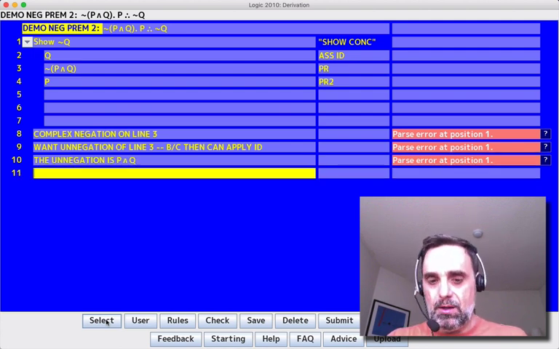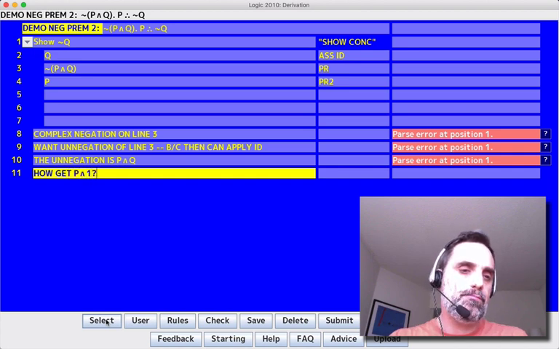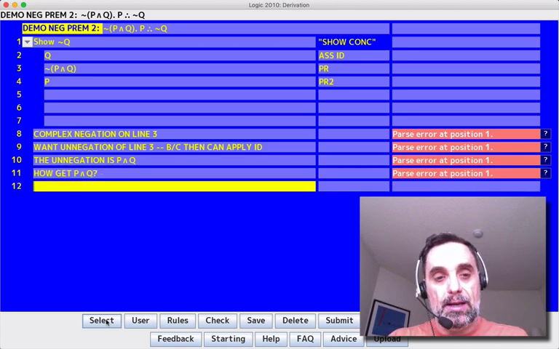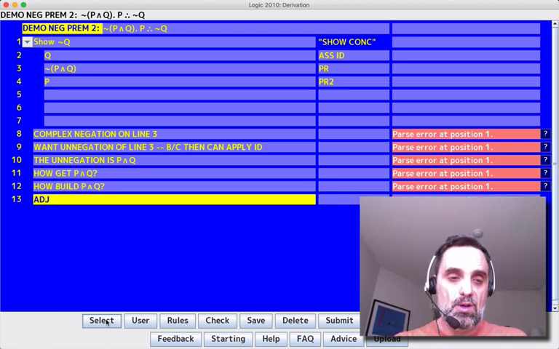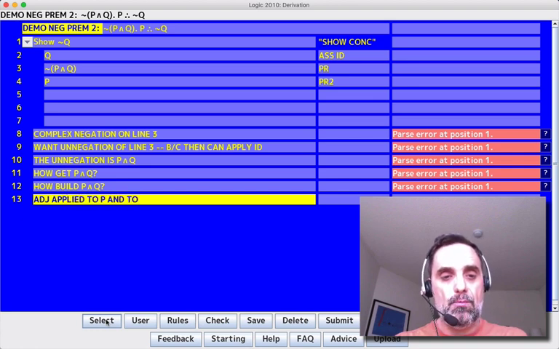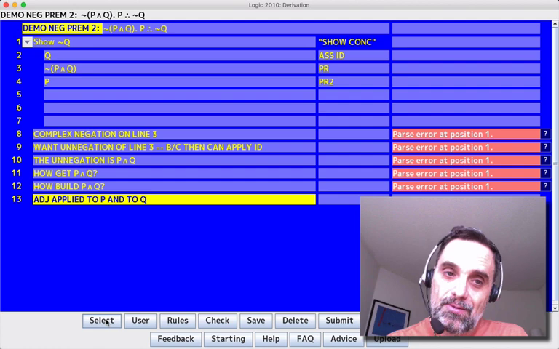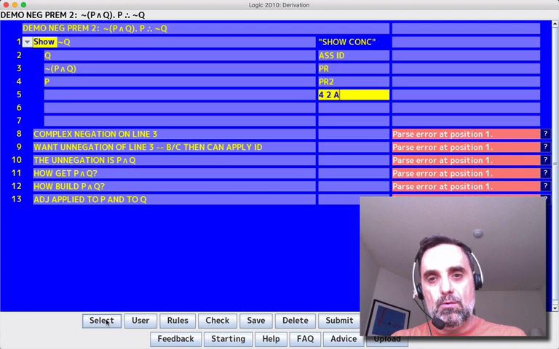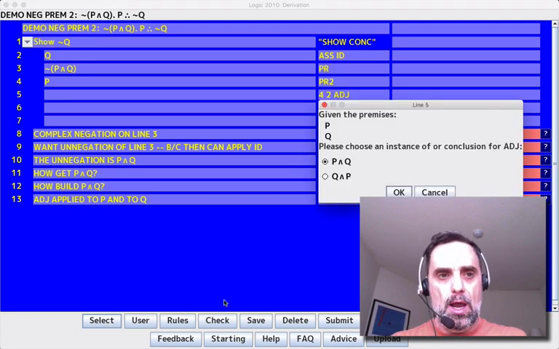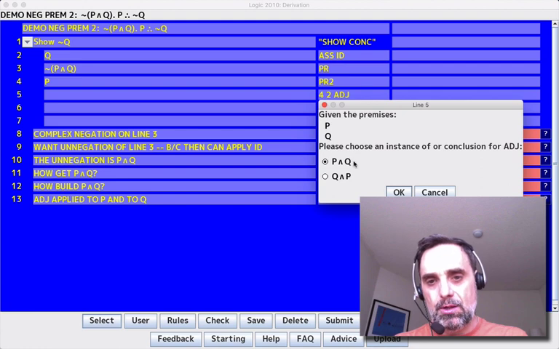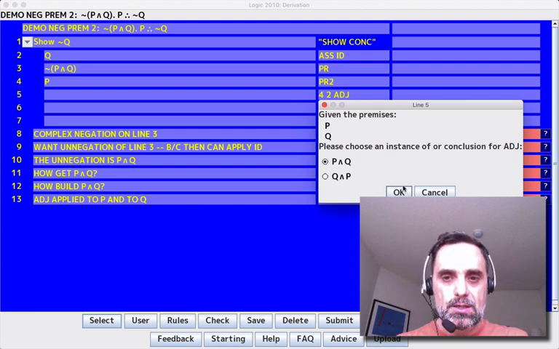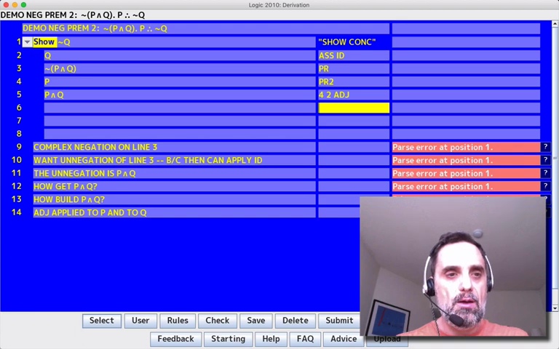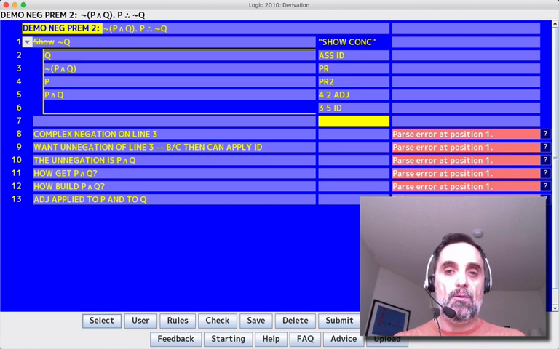Okay, so how do you get P and Q? Well, one way is to build it. And how do you build it? You use the rule adjunction applied to P and to Q. Oh, well, look, that's what we have. On line 4 we have P, and on line 2 we have Q. So you can say 4, 2, ADJ to build the conjunction. And we want to choose the negation of 3, so we want P and Q, which has helpfully been selected for us already. So we'll click OK, and there we have 5 and 3, the negations of one another. So we can say 3, 5, ID. There we go, we're done.